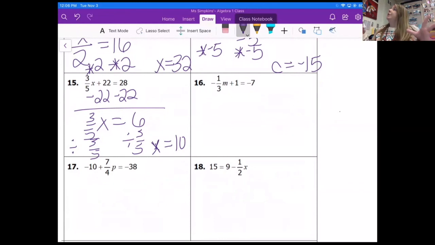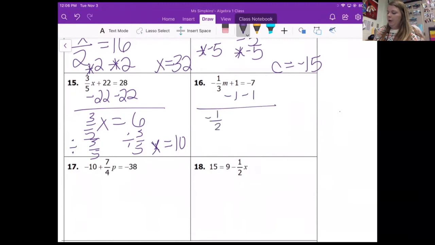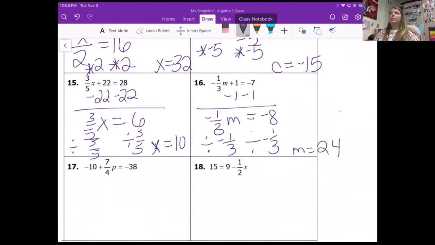Okay, so again, if you're having issues, this is how I want you to think about these. Find your variable. So on number 16, we're looking at m. M is being multiplied by -1/3 and added by 1. So we want to do the opposite of those two. We want to first subtract 1 to get -1/3 m equals -7 minus 1 would be -8. And then we want to divide both sides by -1/3. So m would equal +24 for number 16.